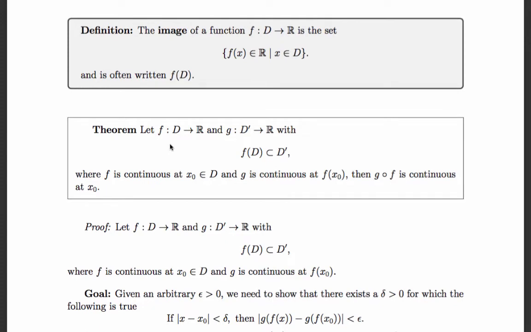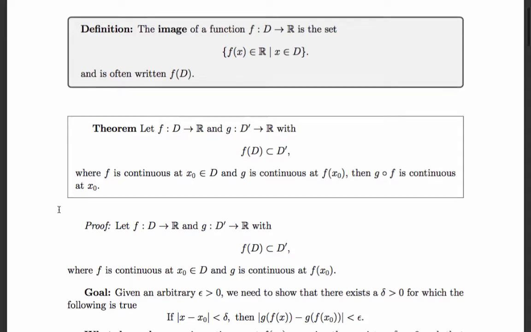So now we get into whether a composite function is continuous. Let f map D to R, and let g map D prime to R. And let's assume that the image of f is a subset of D prime, which is the domain of g. And let's assume that f is continuous at x naught, and g is continuous at f of x naught. Then g composed with f, in other words, g of f of x, is continuous at x naught.